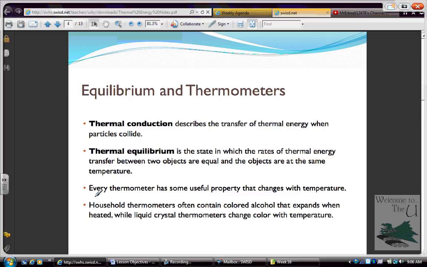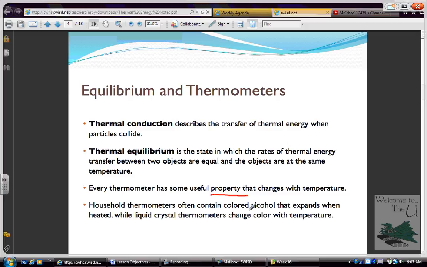So if we look here at the statement, it says every thermometer has some useful property that changes with temperature. Household thermometers often contain colored alcohol that expands when heated, while liquid crystal thermometers change color with temperature. So you can see that in both of these, they have a property that changes with temperature until an equilibrium is reached. So in the case of the alcohol, that's colored red usually, we used to use mercury thermometers, but those are hazardous and dangerous, so they've switched to colored alcohol.